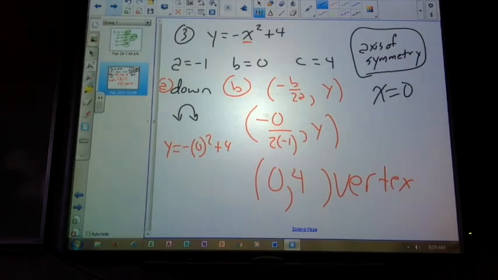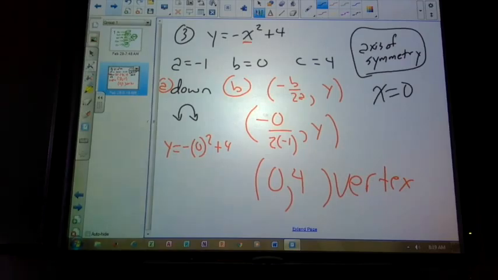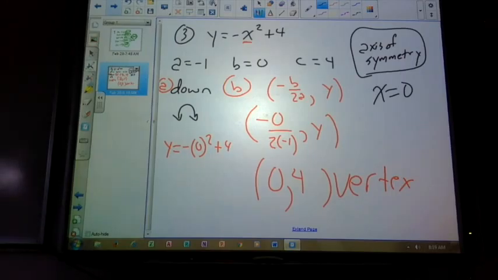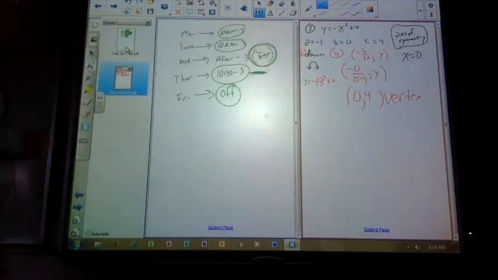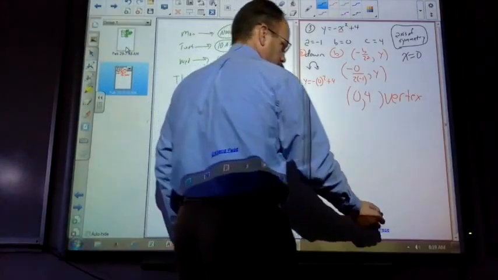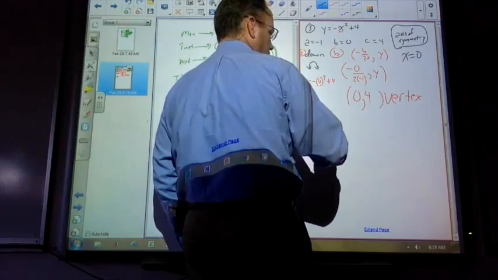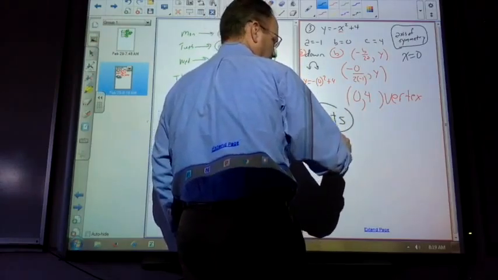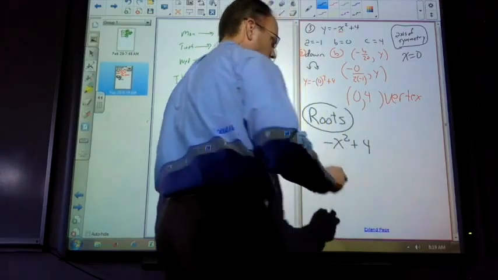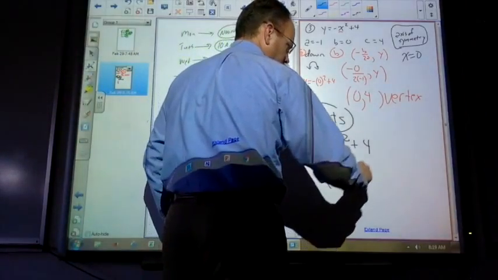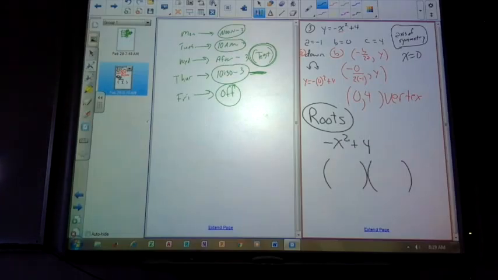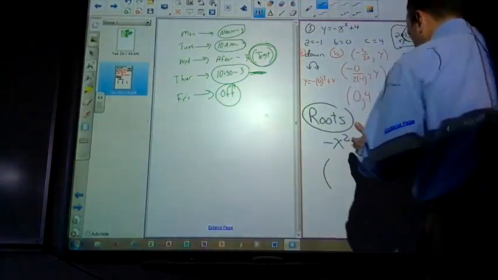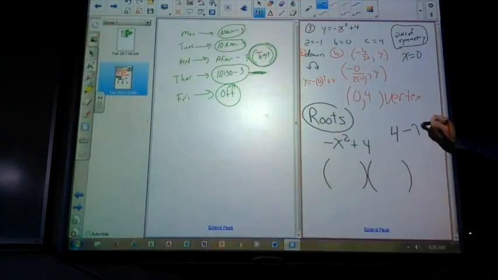Find any roots. Can I find any roots? Let's find some roots. Negative x squared plus 4. You know what this is, kind of in disguise? They are perfect squares. It's the difference of two squares. I want you to think about it this way. This is going to look a little awkward for a second. Could I rewrite this to be 4 minus x squared?